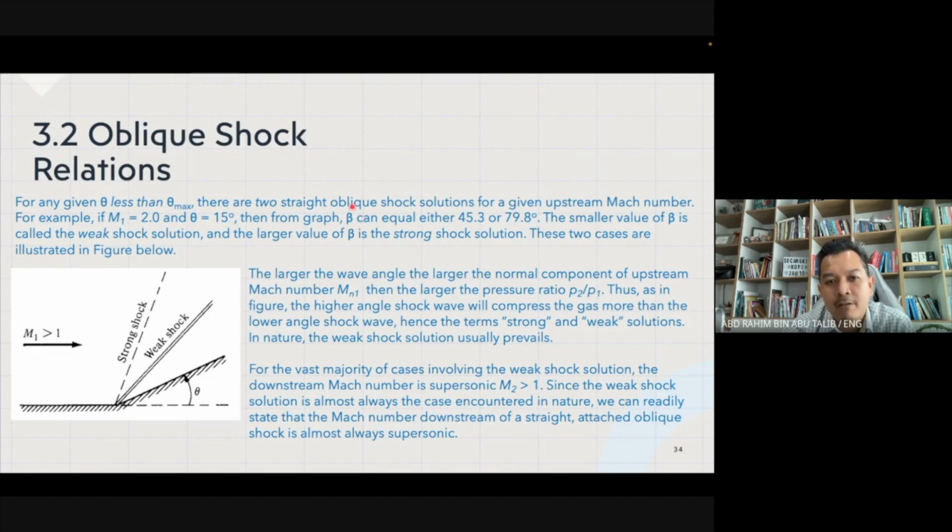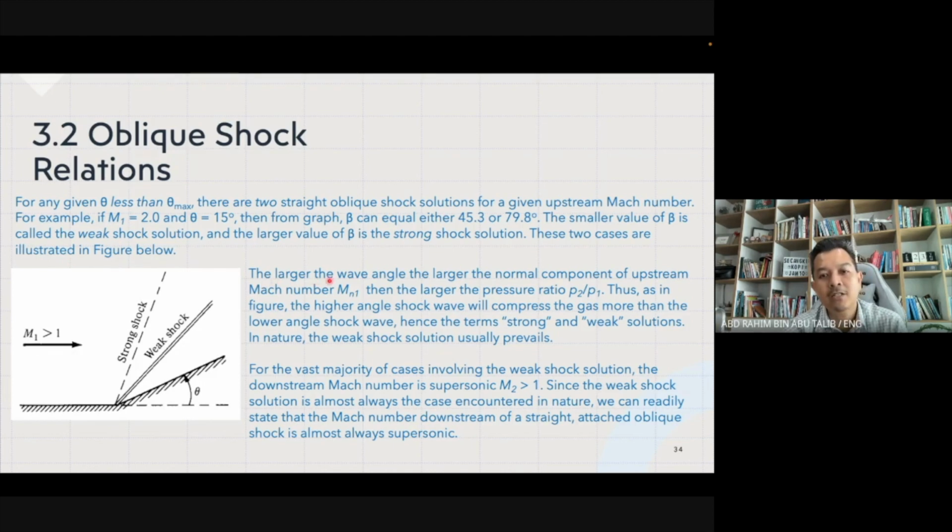And you can find the corresponding value of beta, which is equal to either 45.3 or 79.8 degrees. The smaller value of beta is called the weak shock solution, and the larger value of beta is the strong shock solution. It is represented in this particular sketch, and these two cases are illustrated in this figure.